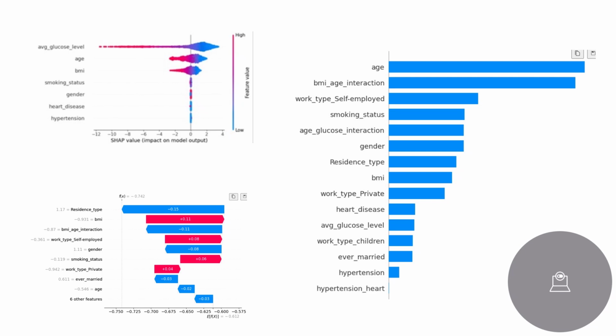On the bottom left is the force plot for a single prediction. This shows exactly how each feature contributed to one specific patient's prediction. Some features pushed the prediction towards stroke, shown in red, and some pushed it away, shown in blue. This kind of per patient explainability is what makes SHAP so powerful for clinical applications.